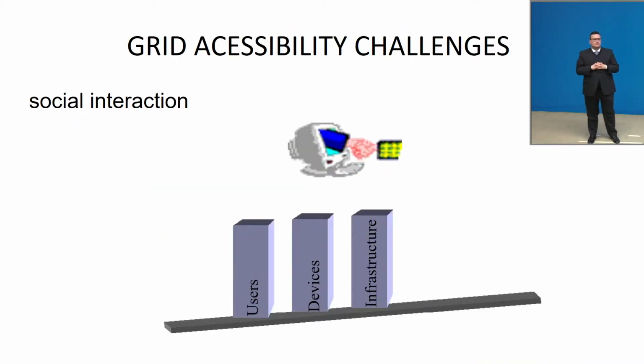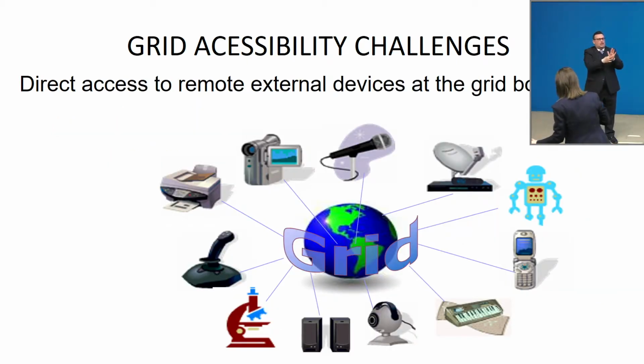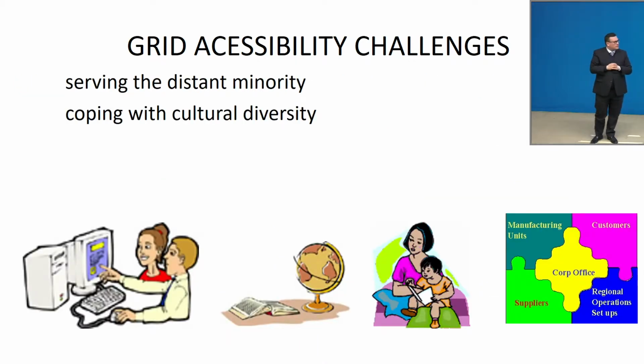The GRID project addressed several accessibility challenges. The first one is social interaction at the users, at the device, and at the infrastructure level. And it addressed the challenge of open-ended interactivity, access for the disabled, and generalized universal access, and direct access to remote external devices at the grid boundaries. It has also faced the challenge of serving the distant minority and coping with cultural diversity.